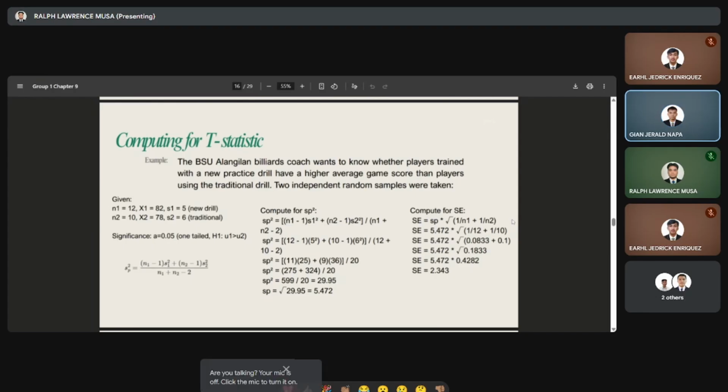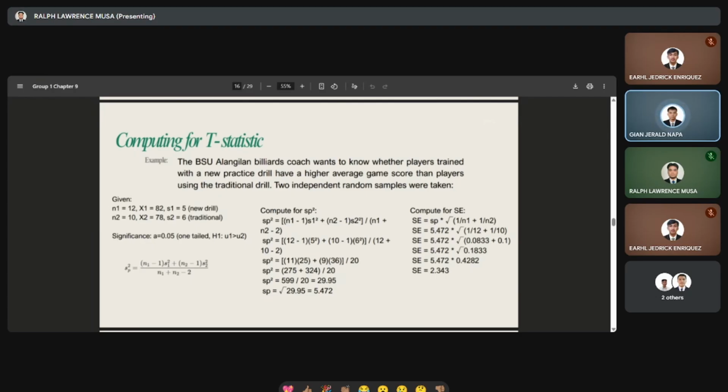Example, the BSU Alangilan Billiards coach wants to know whether players trained with the new practice drill have a higher average game score than players using the traditional drill. Two independent random samples were taken. The given is n sub 1 equals 12, x sub 1 equals 82, s sub 1 equals 5 for the new drill, n sub 2 equals 10, x sub 2 equals 78, s sub 2 equals 6 for traditional. Our significance level is alpha equals 0.05.